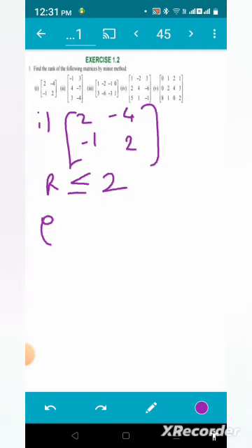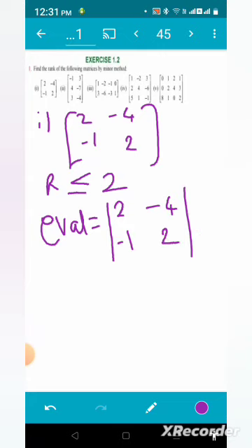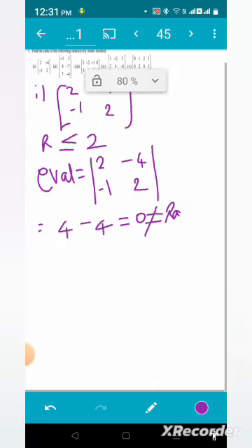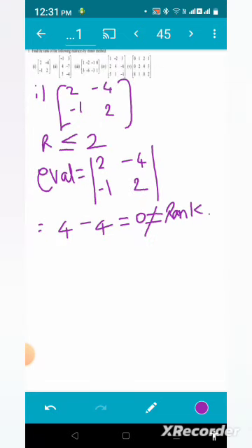Then we can evaluate this matrix: 2, minus 4, minus 1, 2. 2 into 2 is 4, minus 1 into minus 4 is plus 4. So 4 minus 4 is 0. So 0 is not the rank. If the value is not 0, then we can choose the rank.